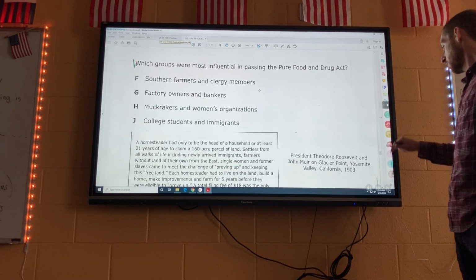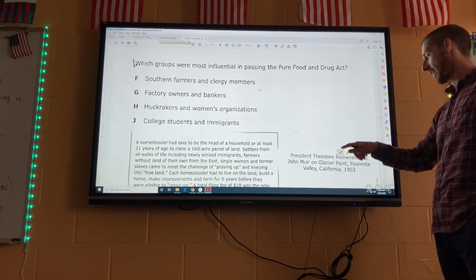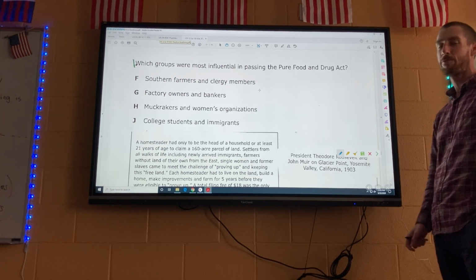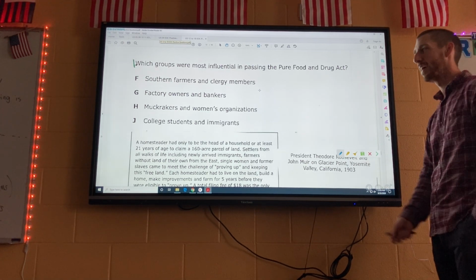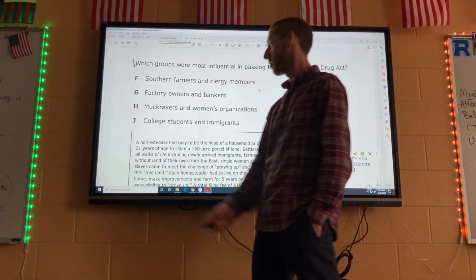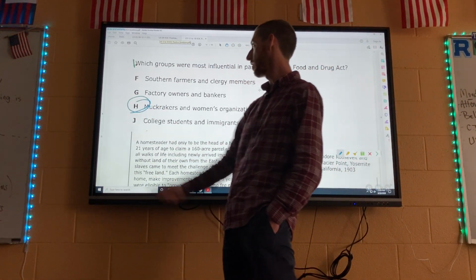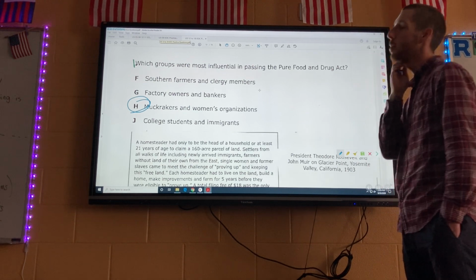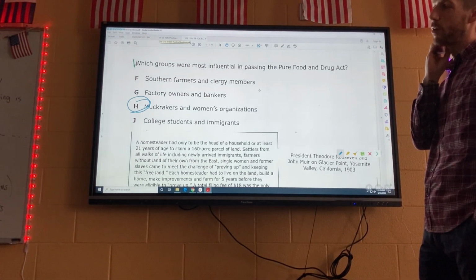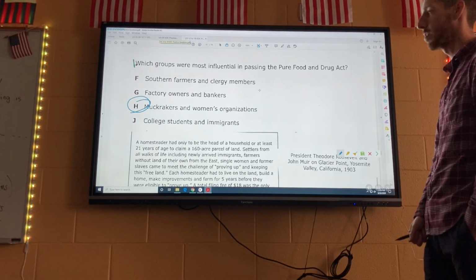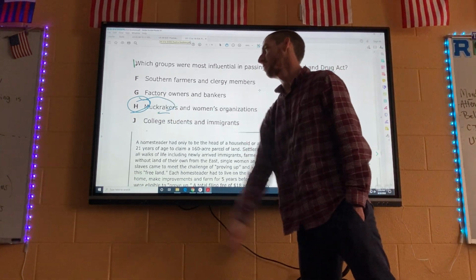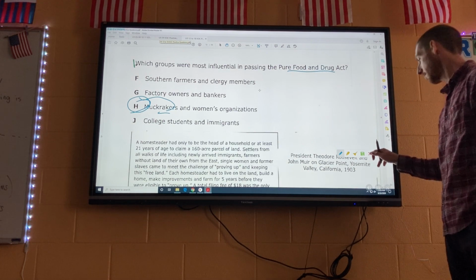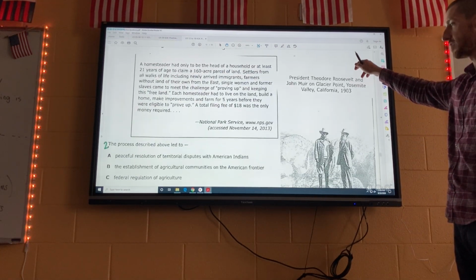Which groups were most influential in passing the Pure Food and Drug Act? Remember, the Pure Food and Drug Act came after The Jungle. The Jungle was written by a muckraker, so muckraker is what you're looking for here. It's H. Women also were heavily involved in the Progressive Era because you remember the whole push for women's suffrage. But if you know this and you know this, you'll know the answer. Okay, moving on. Super easy.